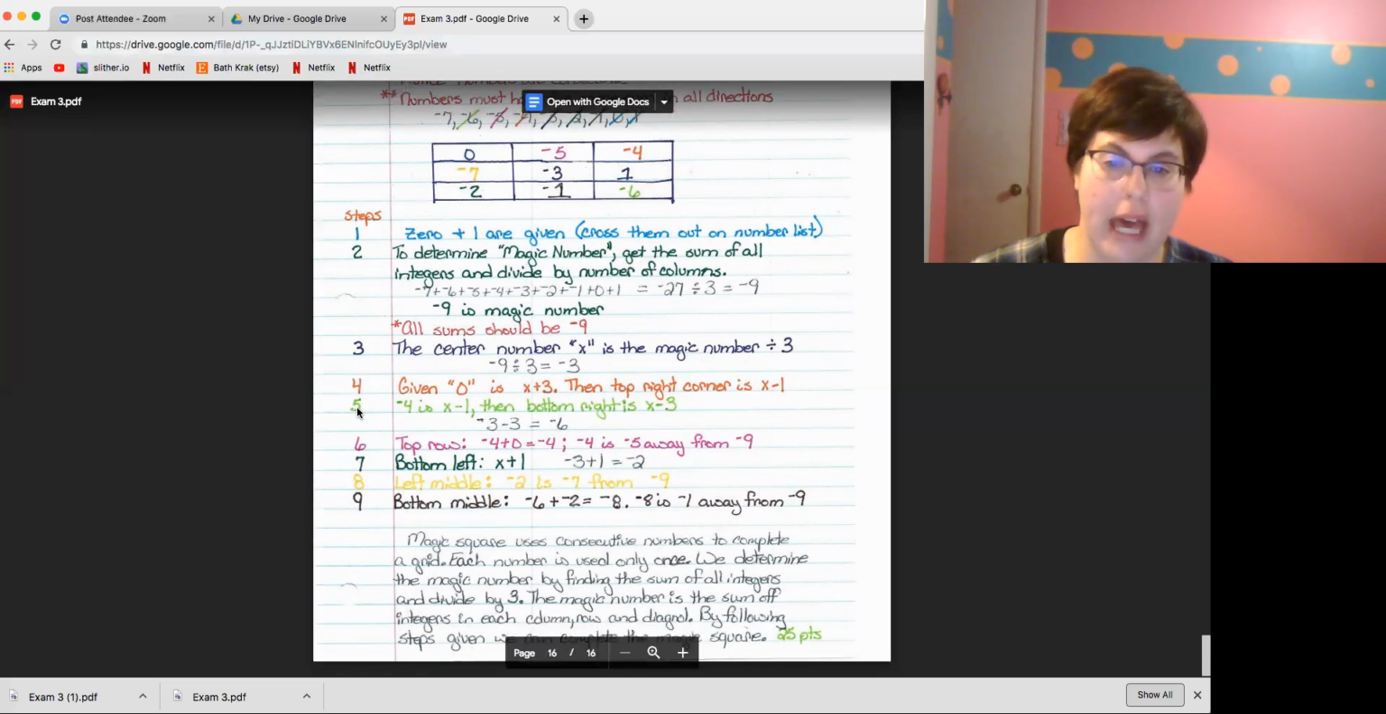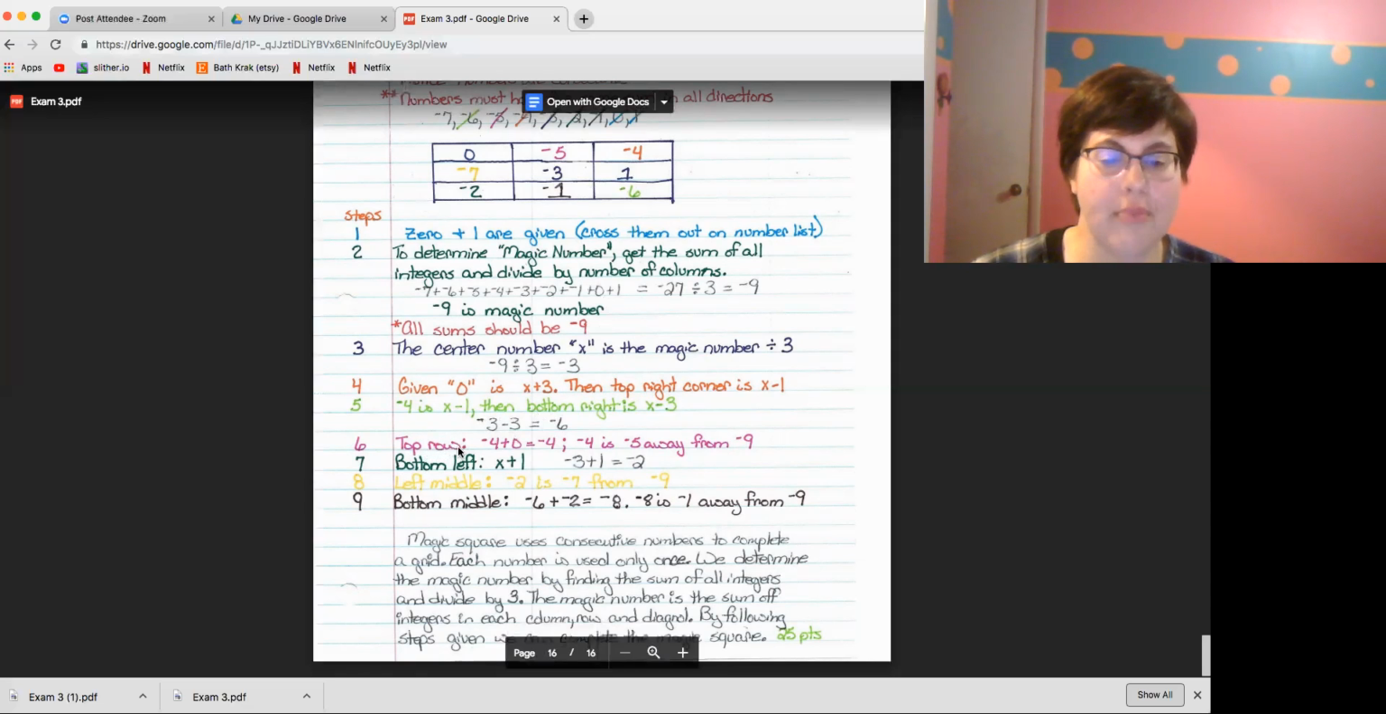Then we go to step 5, which is green. So we have negative 4 here is x minus 1. Then this bottom right number is x minus 3. So negative 3 is x minus 3. So it's negative 3 plus negative 3 is equal to negative 6. So that's where we get that.